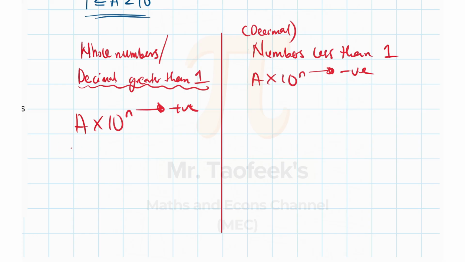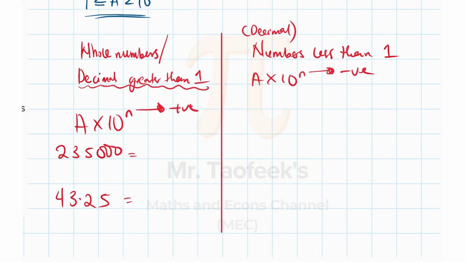So let's look at an example. You are told to write 235,000 in standard form, as well as 43.25 in standard form, right? If you look at these two numbers, these numbers are greater than 1. So automatically, they are bigger than 1. You should know automatically that your standard form, the power of 10, is going to be positive.